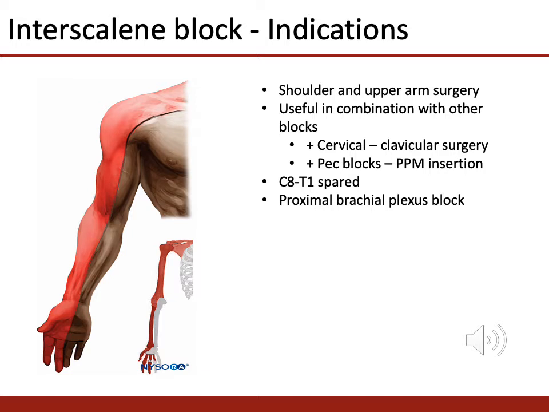So one should think of the interscalene nerve block as an excellent block to serve shoulder and upper arm surgery. It's very useful also in combination, so you can combine it with a cervical block for clavicular surgery. You could combine it with a PECS block to fully cover pacemaker insertion. But the main thing to note about the interscalene block is C8 to T1 is spared.